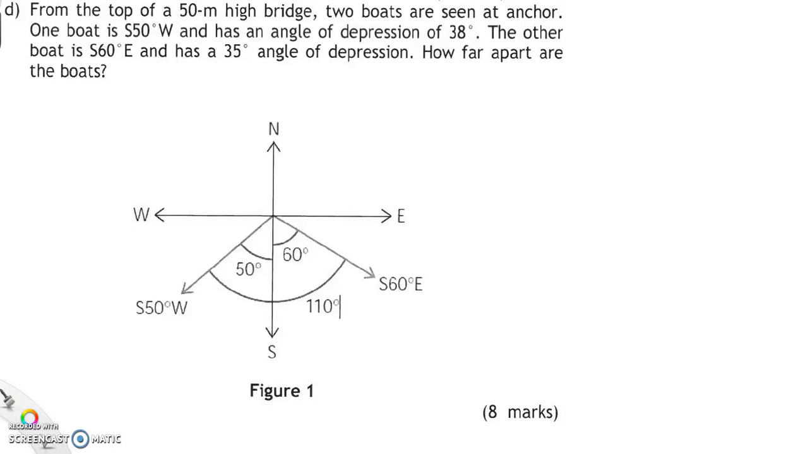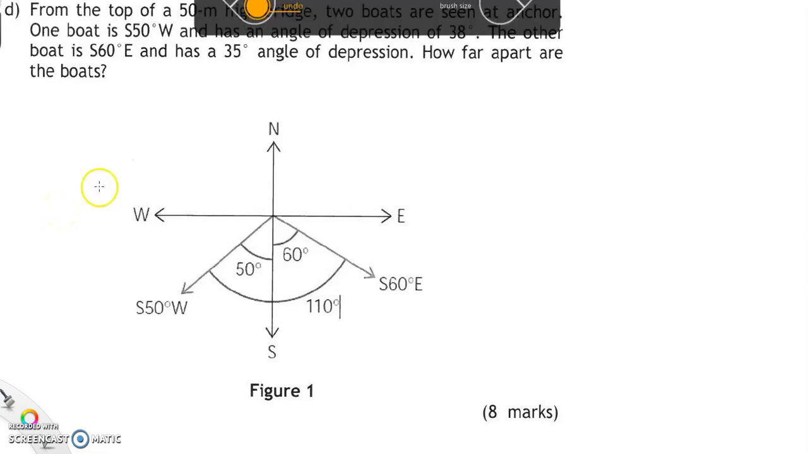Right, from the top of a 50-metre high bridge, two boats are seen at anchor. One boat is south of the bridge but 50 degrees west. The other has an angle of depression of 38 degrees, so you're looking down on it. The other boat is south 60 degrees east and has a 35 degree angle of depression. Right, how far apart are the boats?